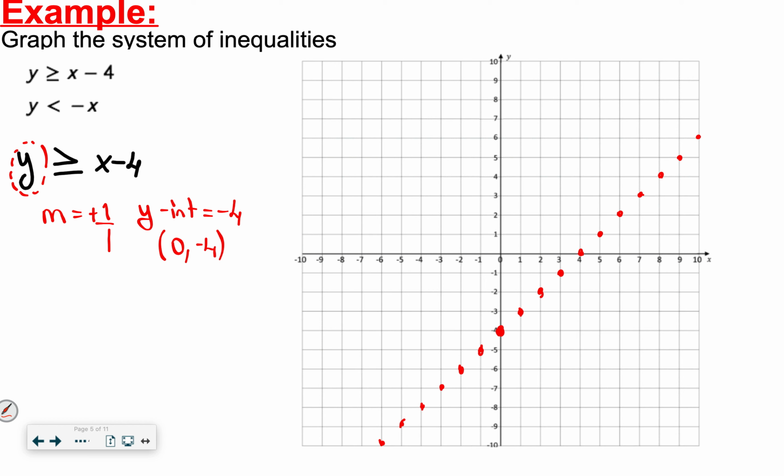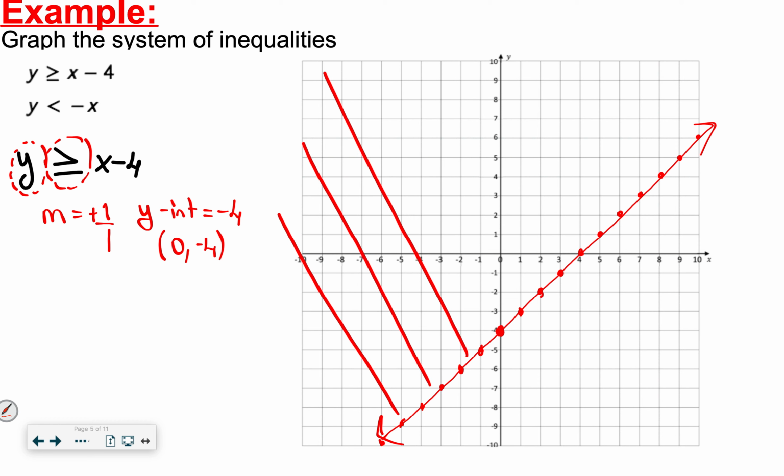Am I going to use a solid line or a dashed line? How am I going to understand? Check your inequality symbol. If the inequality symbol includes an equal sign, we are going to use a solid line. Now we need to shade. Which part am I going to shade? Above the line or below the line? Check it. If y is greater than or equal to, we are going to shade above the line. These are all the solutions for this inequality.